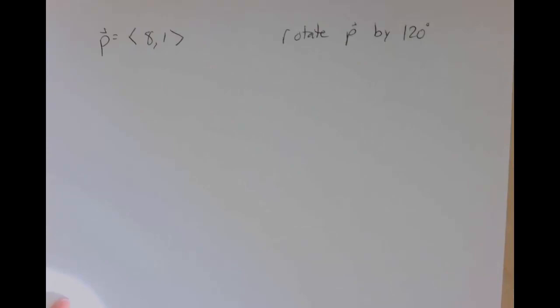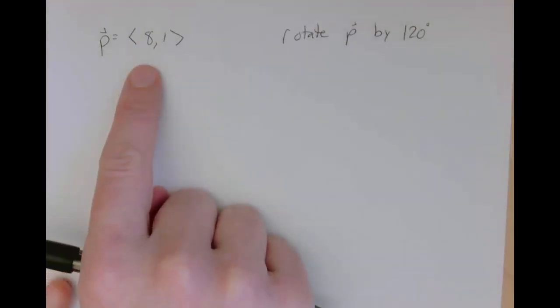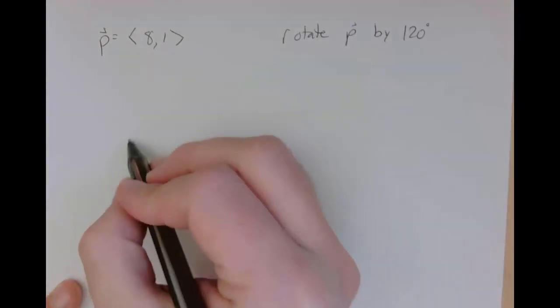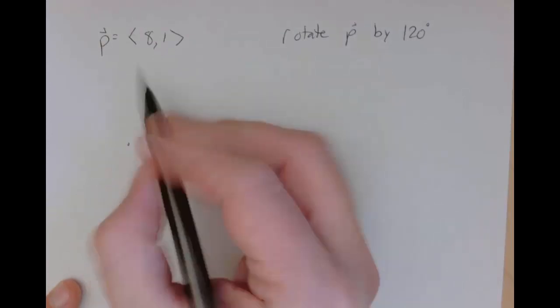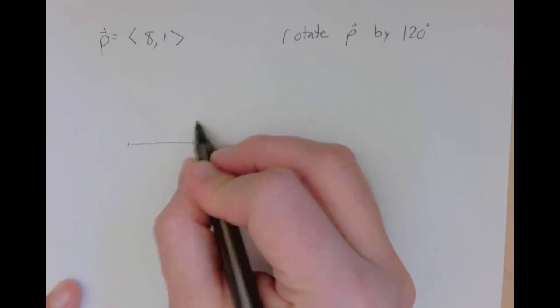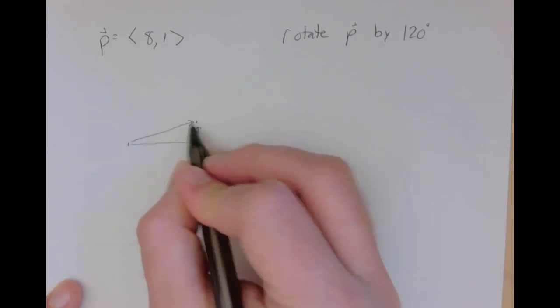Okay, let's do one last problem. What if I've got a fixed vector, it's not moving with time, but I just want to rotate that vector by some angle? I think it's always helpful to visualize what's happening. So vector p describes a displacement that goes over 8 and up 1. So it's going to be approximately like this.